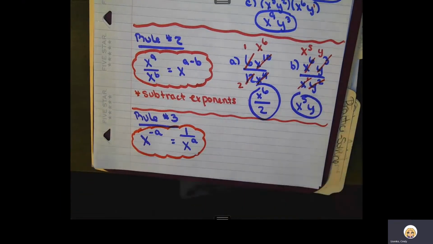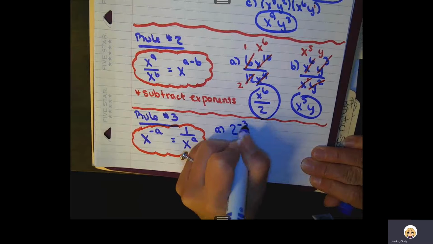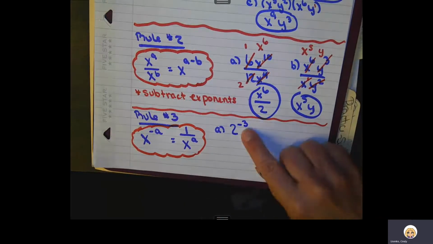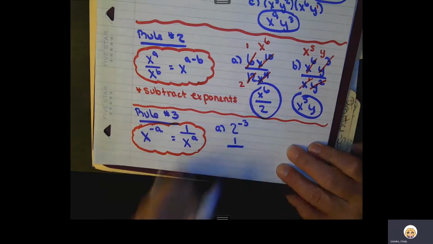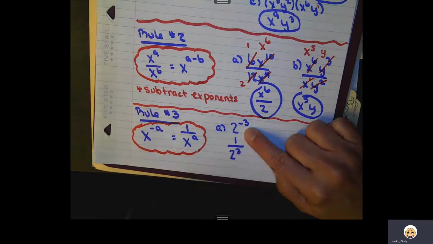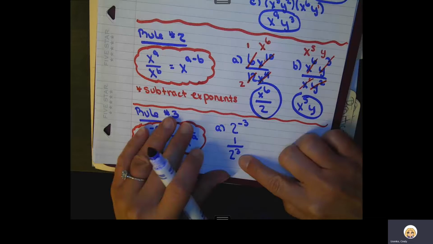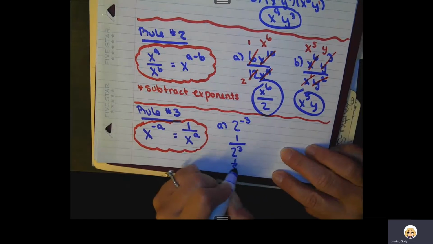We'll do a couple of examples. Here's example A. If I have 2 to the negative 3rd power, because it's a negative exponent, I put 1 on the top. I move this to the bottom and make it positive. So 2 to the 3rd power. I can actually simplify that. 2 to the 3rd power is 2 times 2 times 2. That's 8. So it's the same as 1/8.